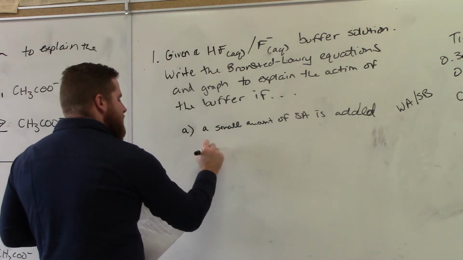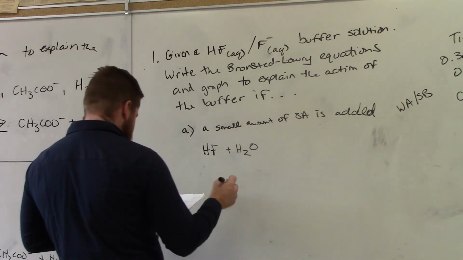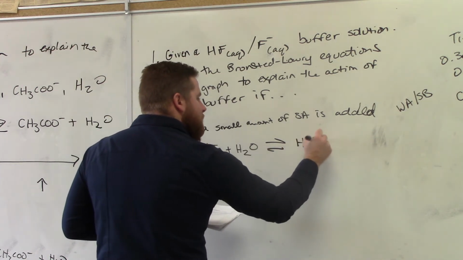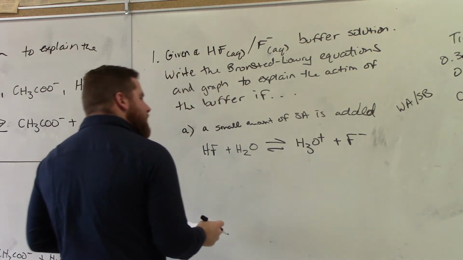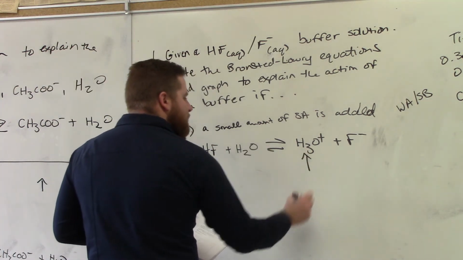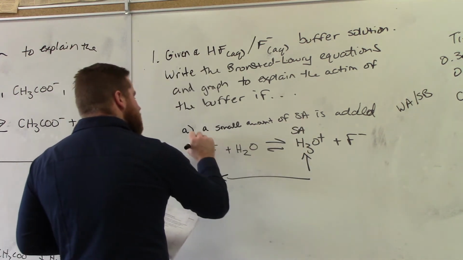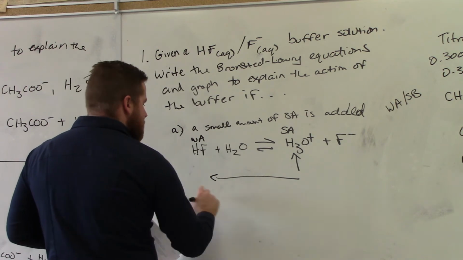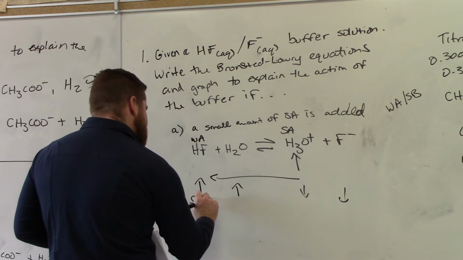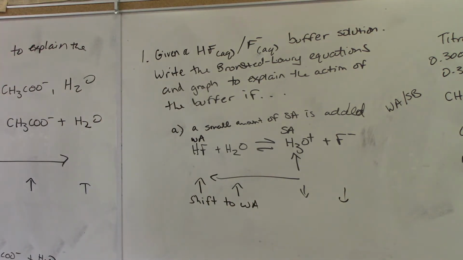So if we have HF reacting with H2O, this makes hydronium and F negative. So let's say we add a small amount of strong acid. All right, we shift towards the weak acid. So that's my strong acid, and that's my weak acid. Okay, so we shift towards the weak acid.